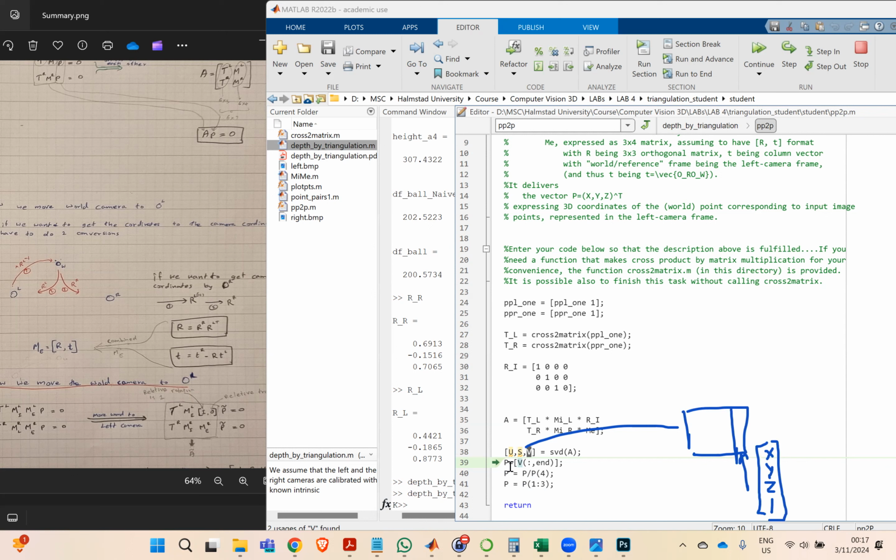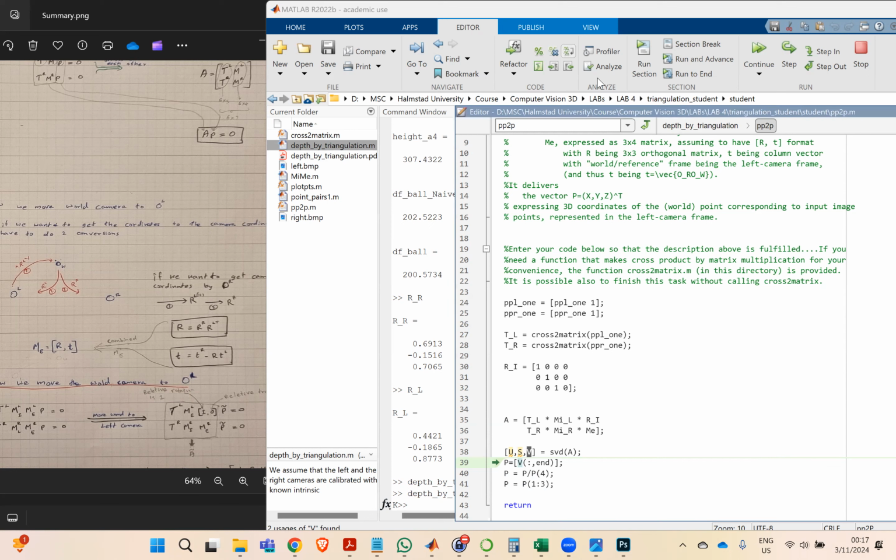And now if we check the values, okay, I will just clear the board. Naveen, what's the last value of P we expect? We have 4 values. What's the last value we expect? It should be 1, right? Because in homogeneous coordinates, the first one should be X, the second one should be Y, the third one should be Z, and the fourth one should be 1.